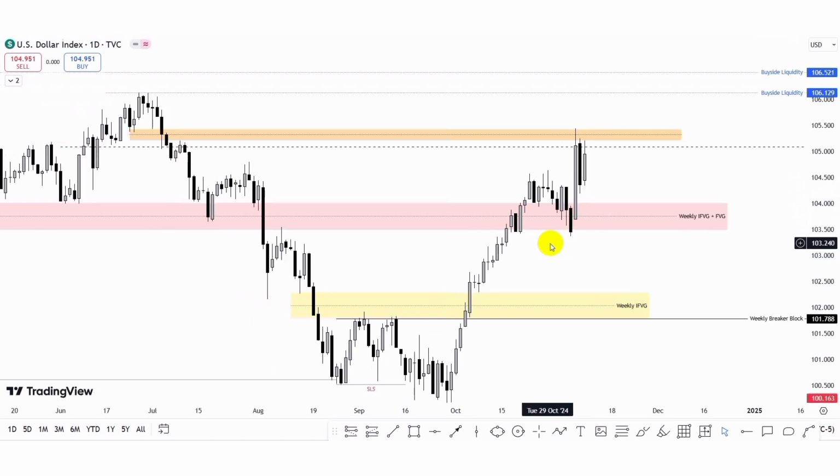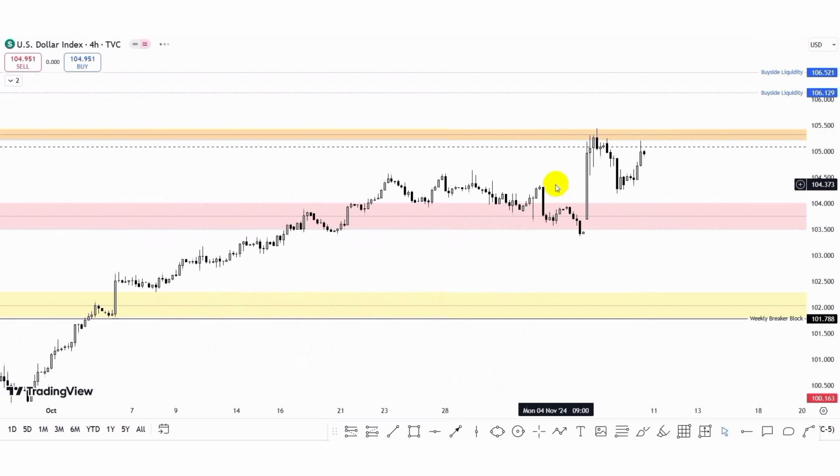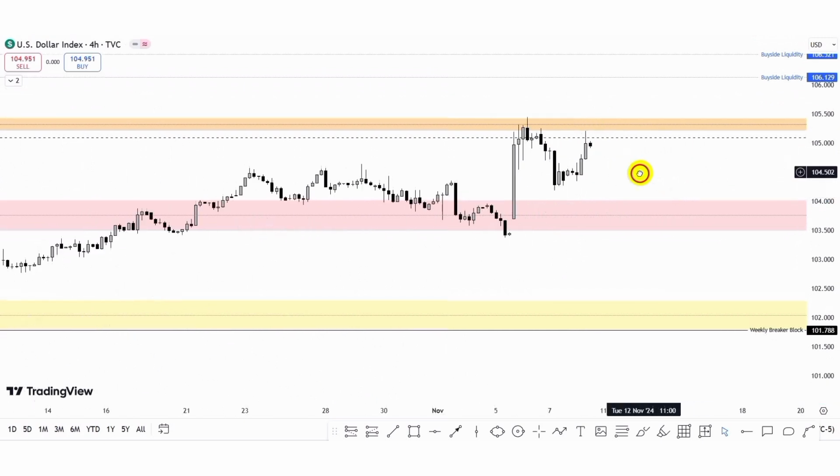So let's check out the 4-hour time frame. So here in the 4-hour time frame, we can see the monthly mean threshold of our bearish order block and the fair value gap we identified from the weekly time frame.